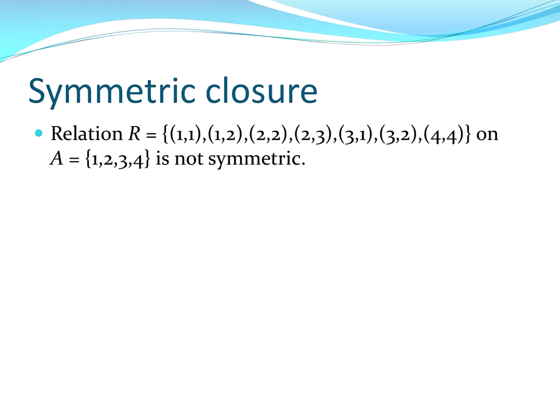All right, how about symmetry? Here's another example. Here's a relation on the set A being 1, 2, 3, and 4. And I say that this relation is not symmetric. What's missing? Well, I see (1, 2), but I don't see (2, 1). And what else? I see (3, 1), but I don't see (1, 3). So it's clearly not symmetric.